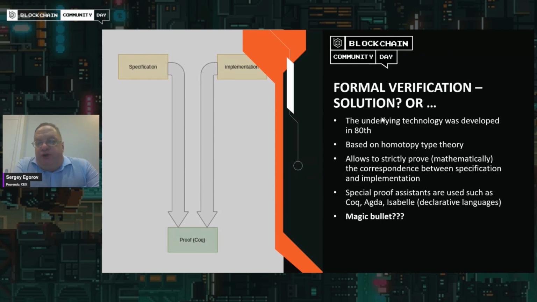What does formal verification mean? Actually, it's a way to strictly mathematically prove that the implementation of a program corresponds to some form of specification. Maybe it's a bit difficult to understand right now, but in the next slides, I will try to illustrate this stuff.